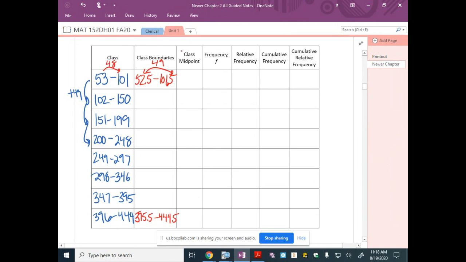And you know what? I don't even like class midpoint. I'll talk about it once, but if you want to do it, do it. I'm not going to. So now we get to figure out the frequencies between these classes here using that same data. So I'm going to give you a moment or two to do that.